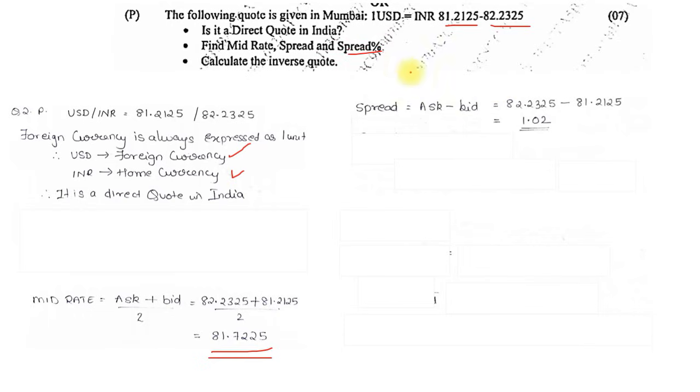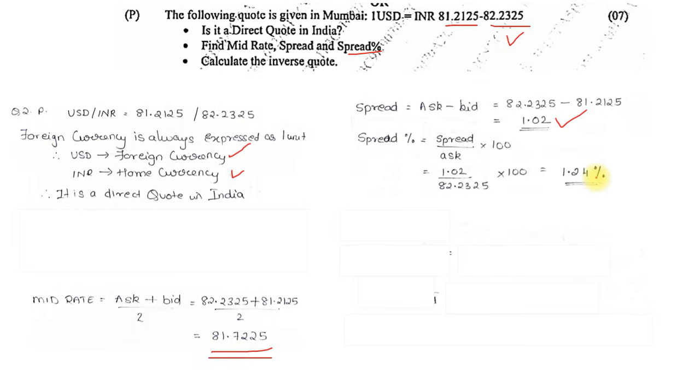Next, they ask us to find spread percent. So spread percent is spread upon ask into 100. Spread we already found, 1.02. Ask is given as 82.2325, into 100. So we multiply and divide, and we will get the value as 1.24%. So we were able to solve whether it is a direct quote in India, and find mid, spread and spread percent.